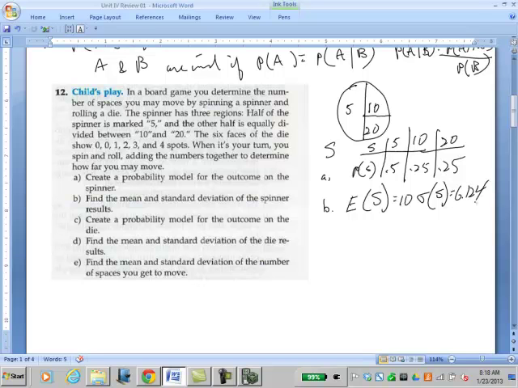Now, create a probability model for the outcome of the die. We're going to have big D and a bunch of little d's: little d and the probability of little d. And we can get a 0, a 1, a 2, a 3, or a 4. What's the probability of getting a 0? There are two sides that have a 0 on them, so that's 2 out of 6, and the rest of these are 1 out of 6. There's your probability model.